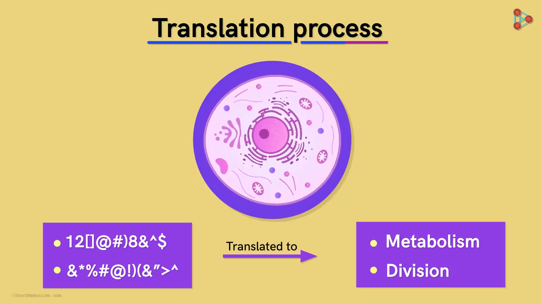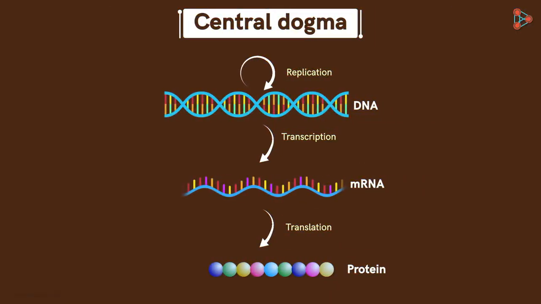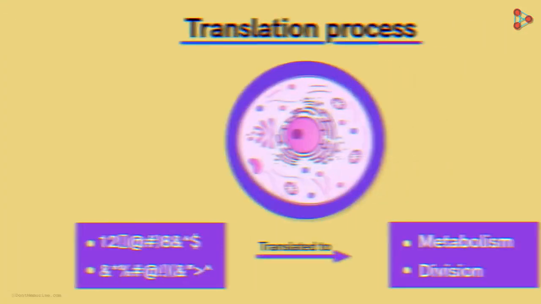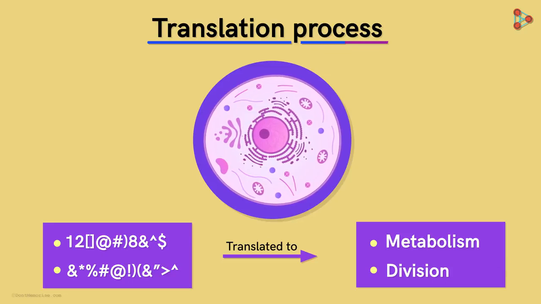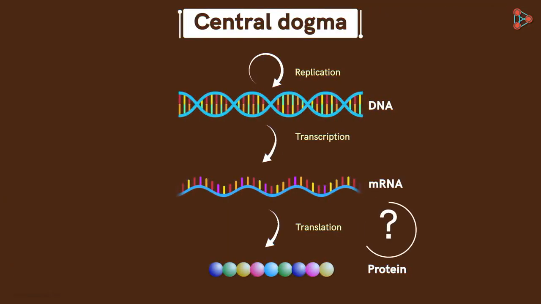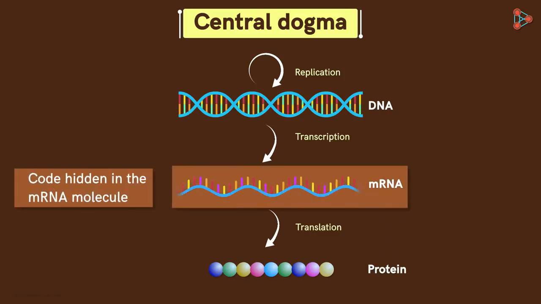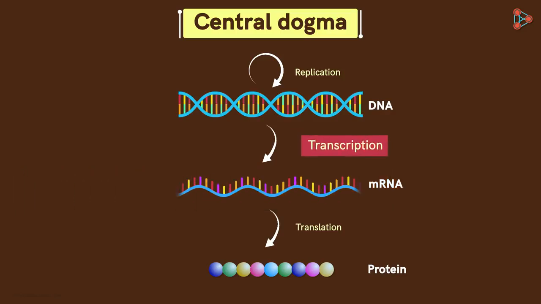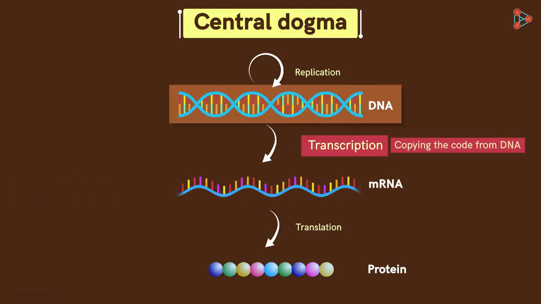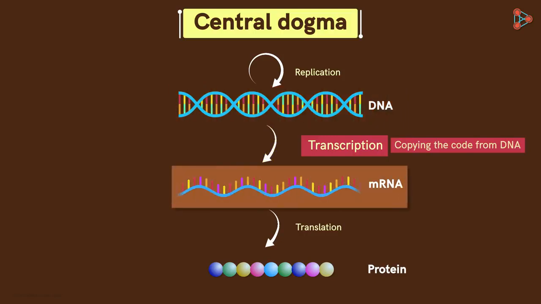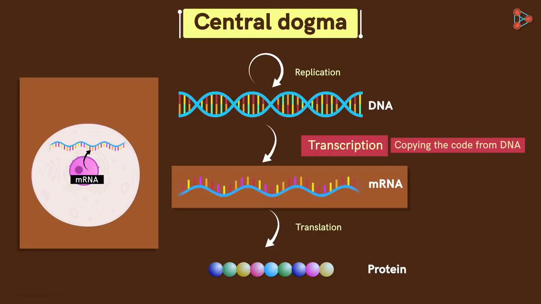In continuation with the process of transcription from the previous part, let's now understand the next step of the central dogma of life. As the name suggests, translation means converting something into a simpler, understandable form. And what's getting translated here? That's correct. The code hidden in the mRNA molecule. The process of transcription helps in copying the code written on the DNA. That means it forms the mRNA. Now the mRNA comes out of the nucleus through the nuclear pore and enters the cytoplasm. Here, the process of translation begins.